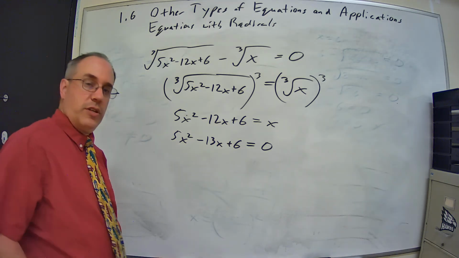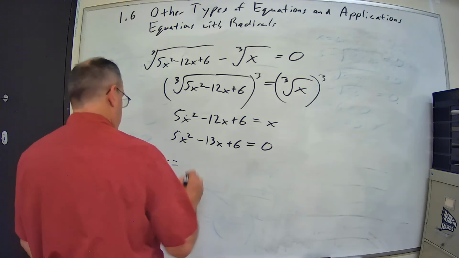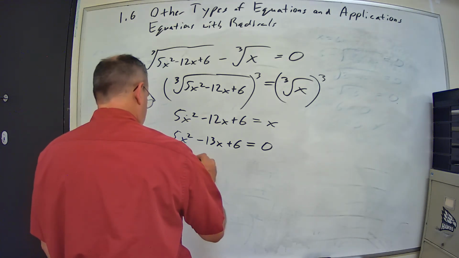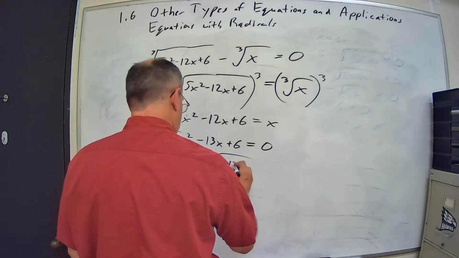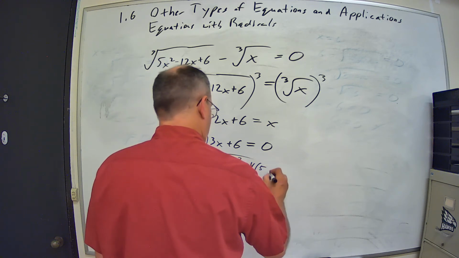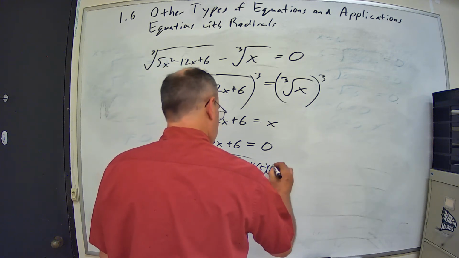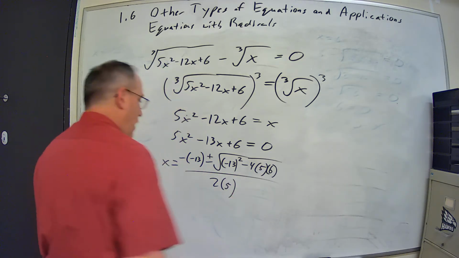We can use the quadratic formula. So x is equal to negative 13 plus or minus the square root of negative 13 squared minus 4 times 5 times 6, all over 2 times 5.